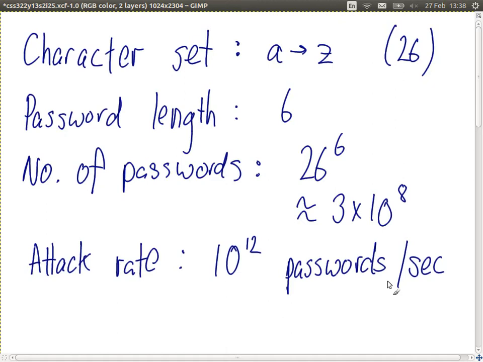So if I can guess passwords at this rate, and you have chosen a password randomly from this character set, A through to Z, and your password I know is 6 characters long, then I'm going to be able to try 26 to the power of 6 passwords in less than a second. So a brute force attack against such a password selection scheme is possible.